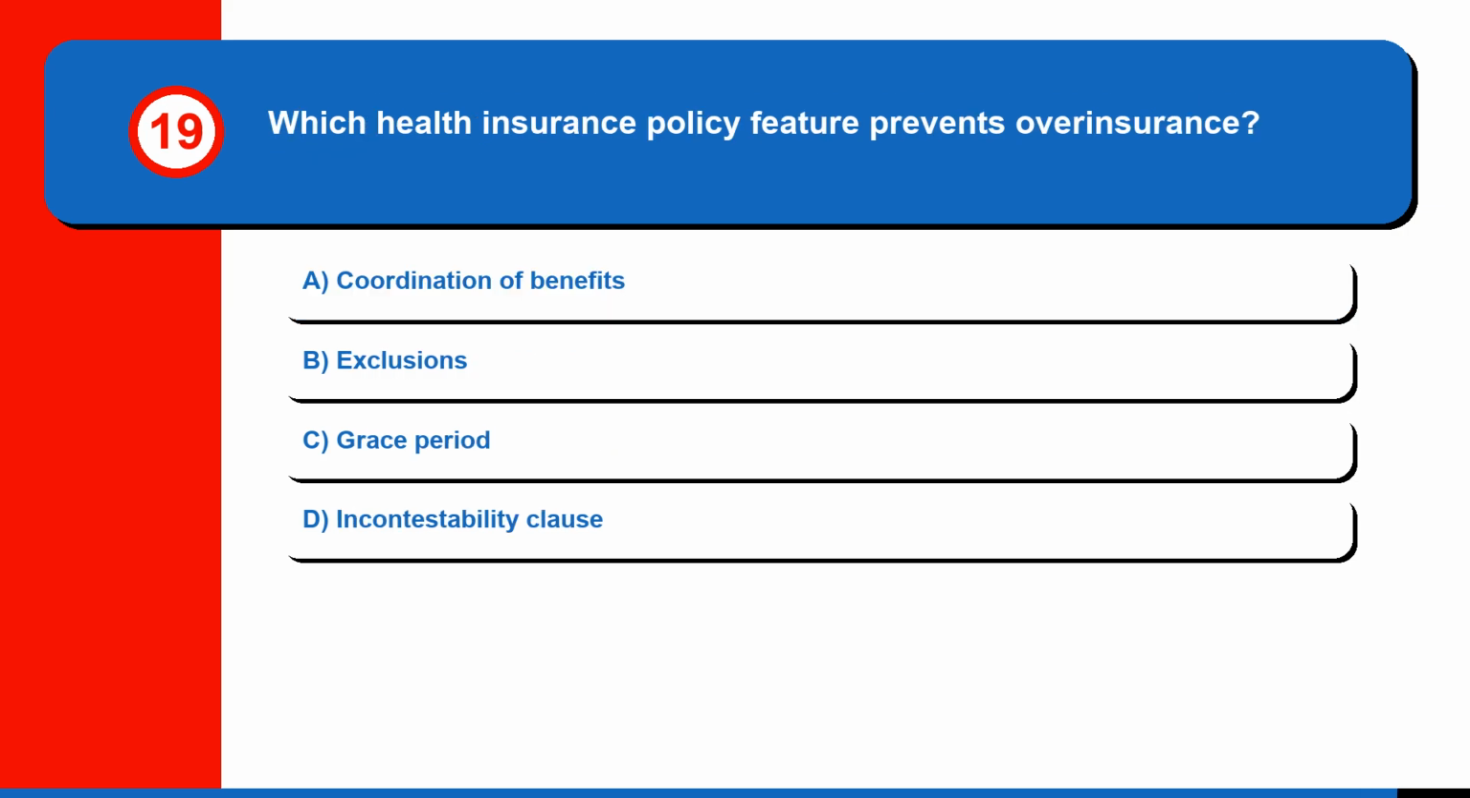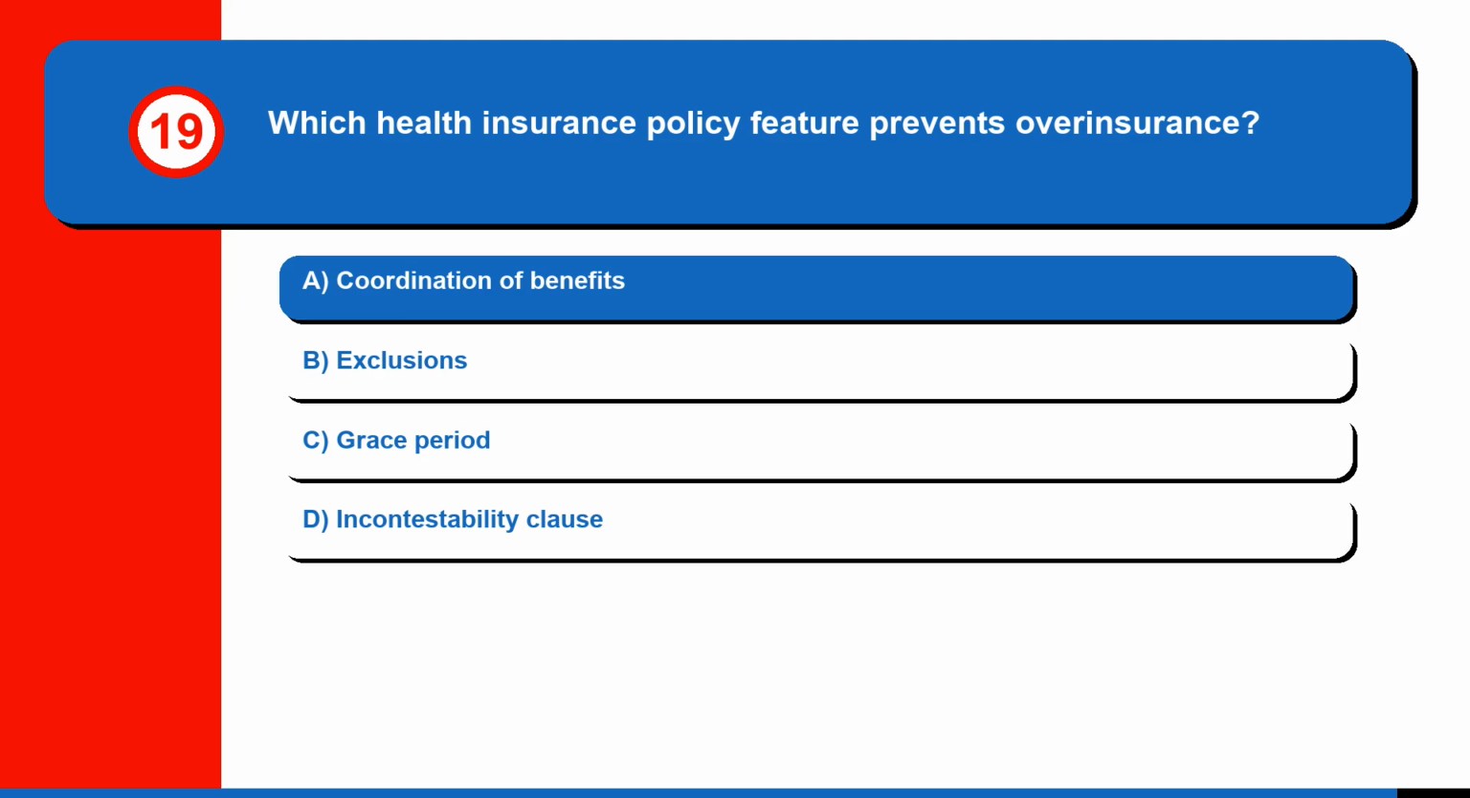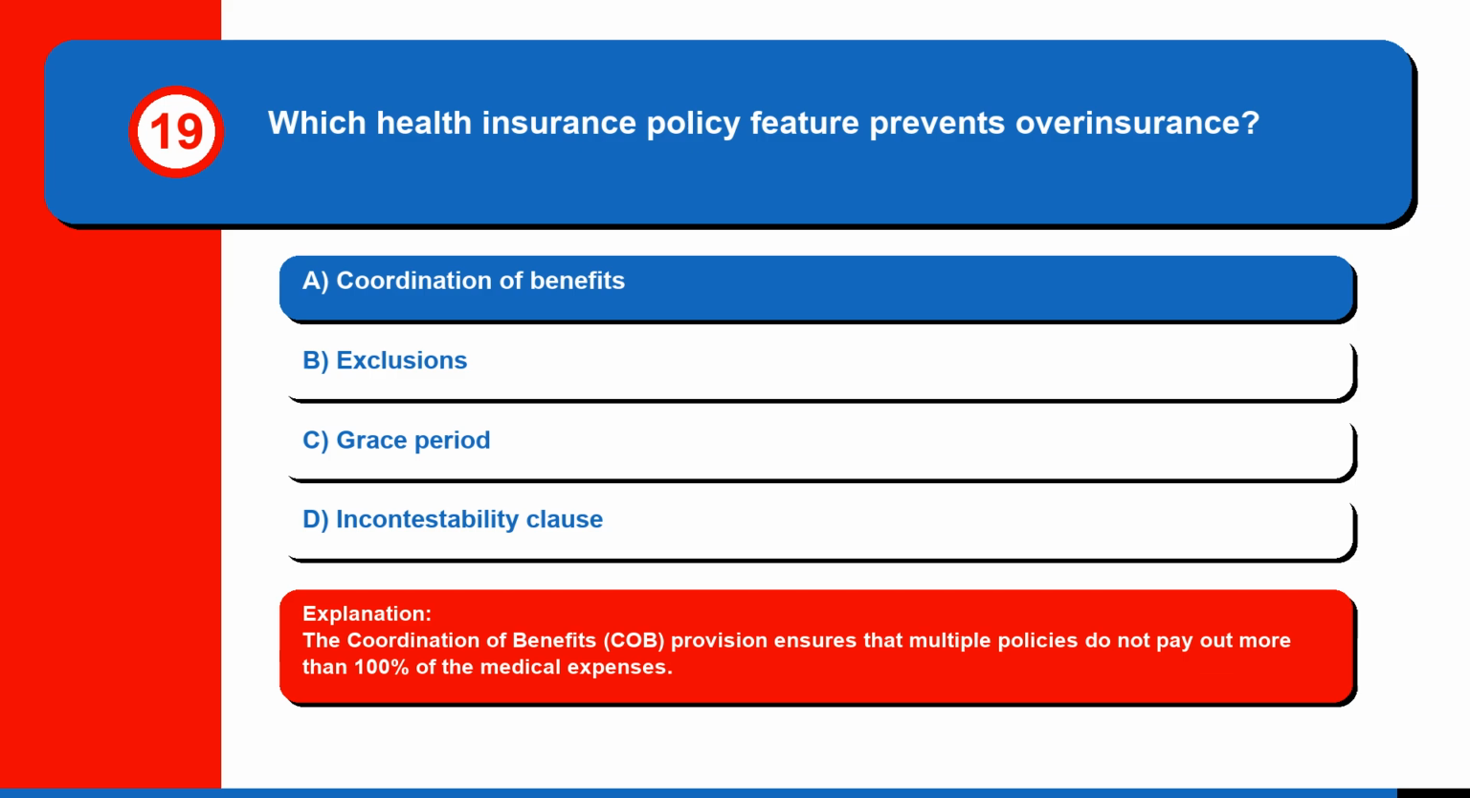Question 19. Which health insurance policy feature prevents overinsurance? A. Coordination of benefits, B. Exclusions, C. Grace period, or D. Incontestability clause. The correct answer is A. Coordination of benefits. The coordination of benefits, COB, provision ensures that multiple policies do not pay out more than 100% of the medical expenses.